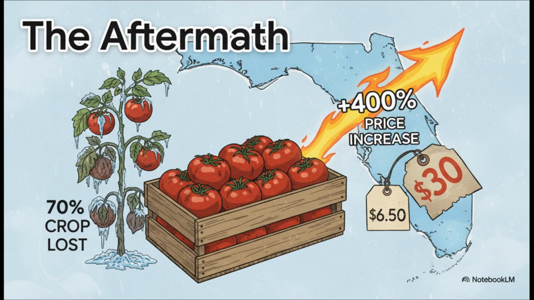Get this, 70% of the crop was just wiped out. And look at that price jump. A 25-pound box that cost $6.50 one year shot up to $30 the next. That is a nearly 400% increase. I mean, how on earth did the price spike that badly?